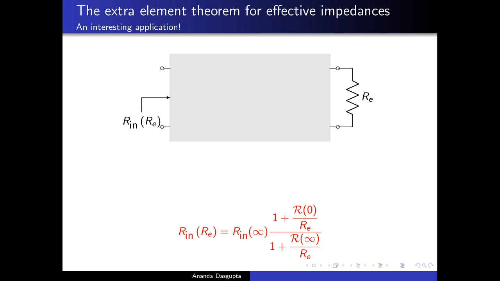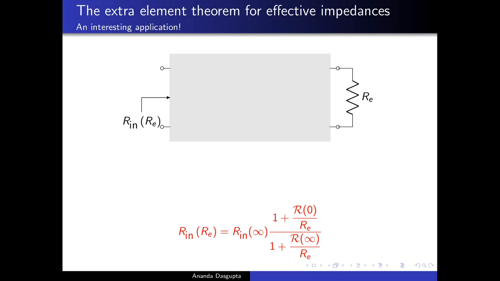For example, if you knew that curly R with input shorted is very small compared to Re, I could easily simplify the numerator to be 1. A similar statement can be made about the denominator. So these expressions are easy to express neatly and also draw simple conclusions from. So to illustrate this further, let me just show you how to use this extra element theorem for effective impedances for a very familiar calculation.